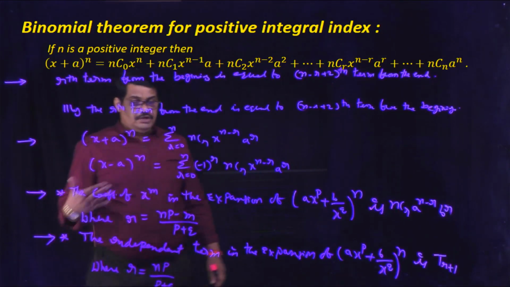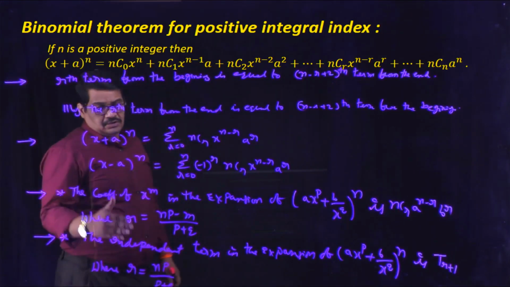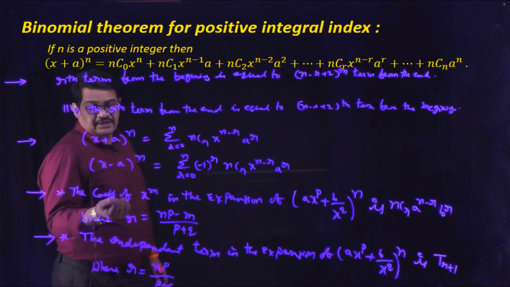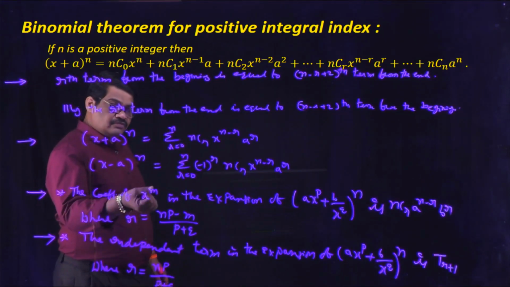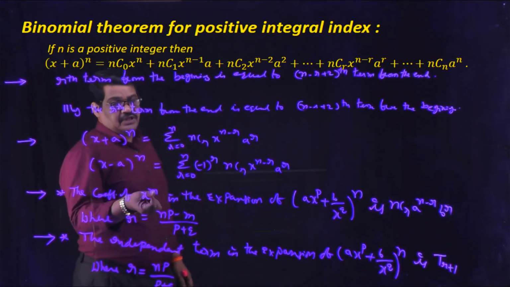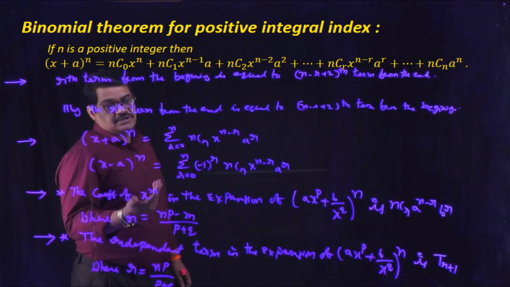Here the independent term means that in that term there is no x, that is the coefficient of x to the power of 0. So that is the independent term of x. Here if m is 0, then the term is independent of x.